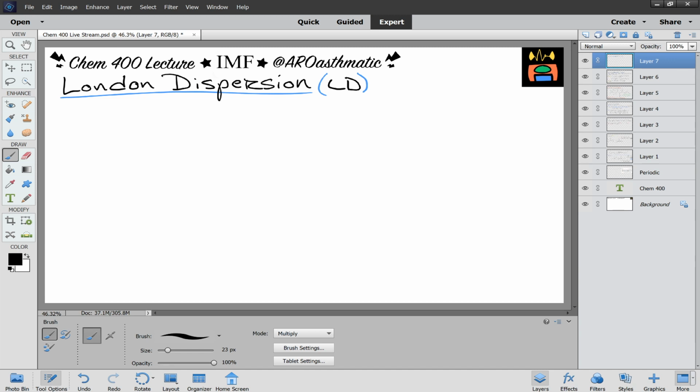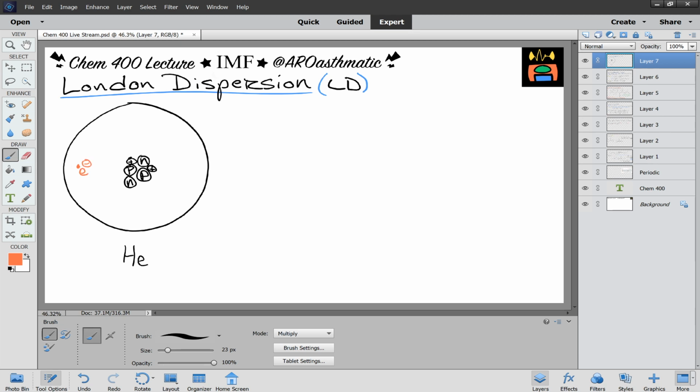So I want you to, for a minute, envision a helium atom. Let's think about a helium atom. Now in a helium atom, we've got 2 protons and 2 neutrons in the nucleus, and then in its 1s orbital, we've got 2 electrons buzzing around, right? Two electrons hanging out in that 1s orbital.